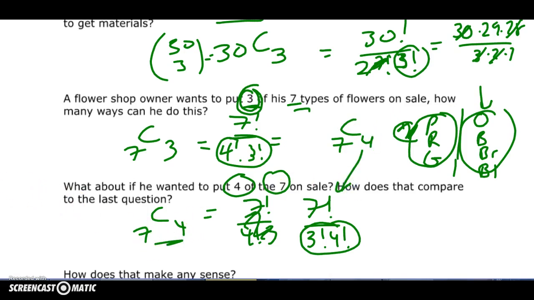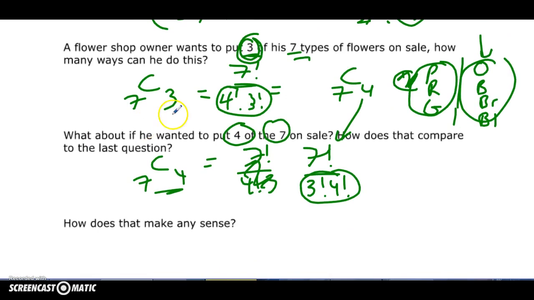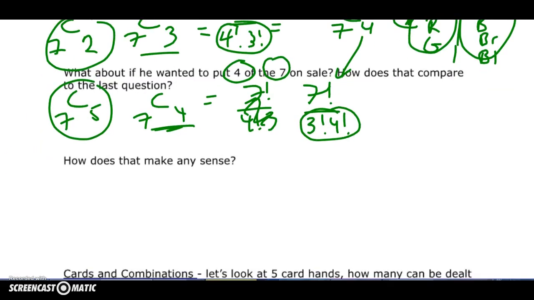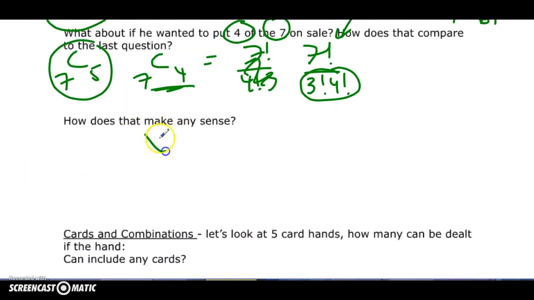So whenever you're putting into groups like this, you are going to realize that there will be 2 answers per question that are the same. Okay. So for example, another one would be if I was going to put 2 on sale. That would be the same as putting 5 not on sale, right? So it's the same question with the same answer. Okay. And that's what this is all about.